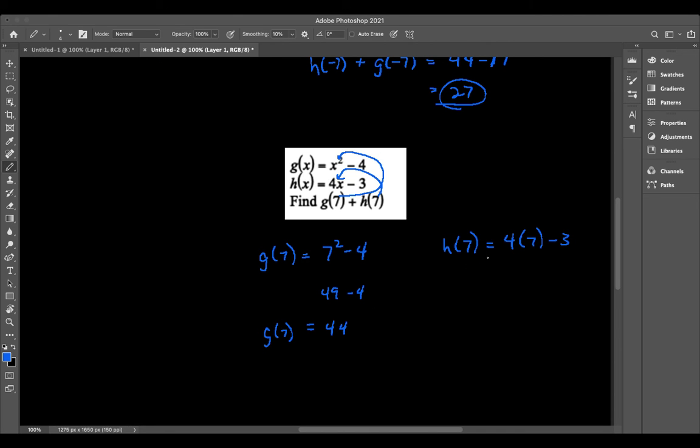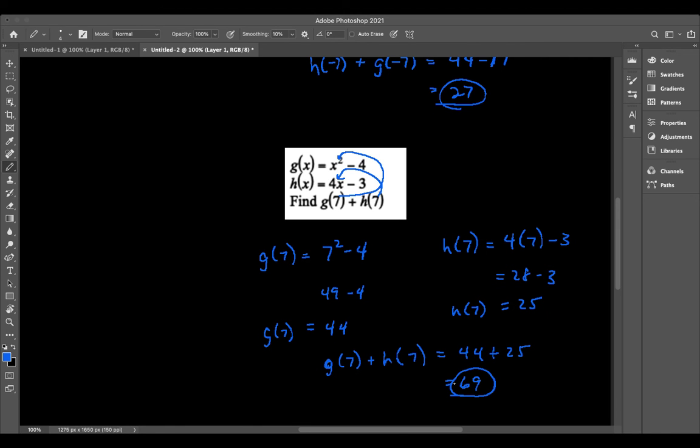Okay. Now the rest of it, 28 minus 3 is going to give you 25. Okay, so now what we do is we have h of 7. So we have g of 7 plus h of 7 equals 44 plus 25. Then we add both of these together and we're going to get 69. And that will be our final answer.